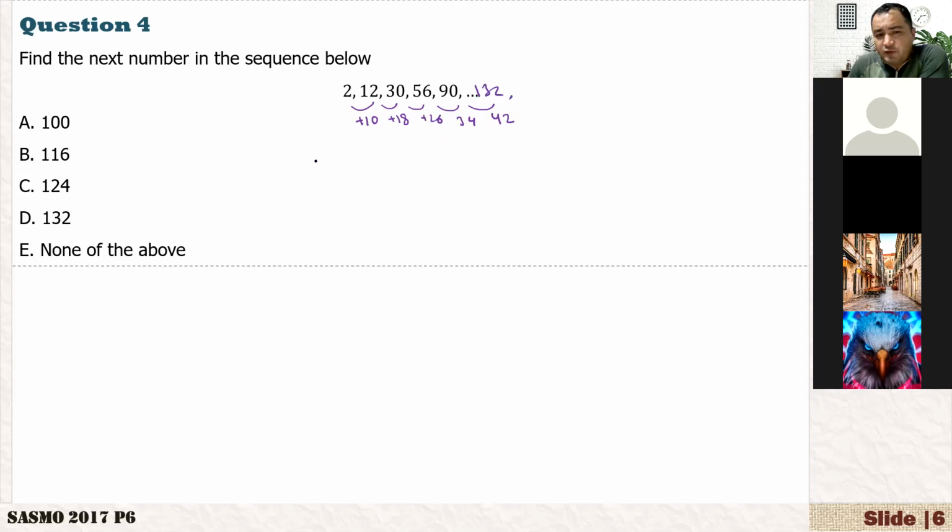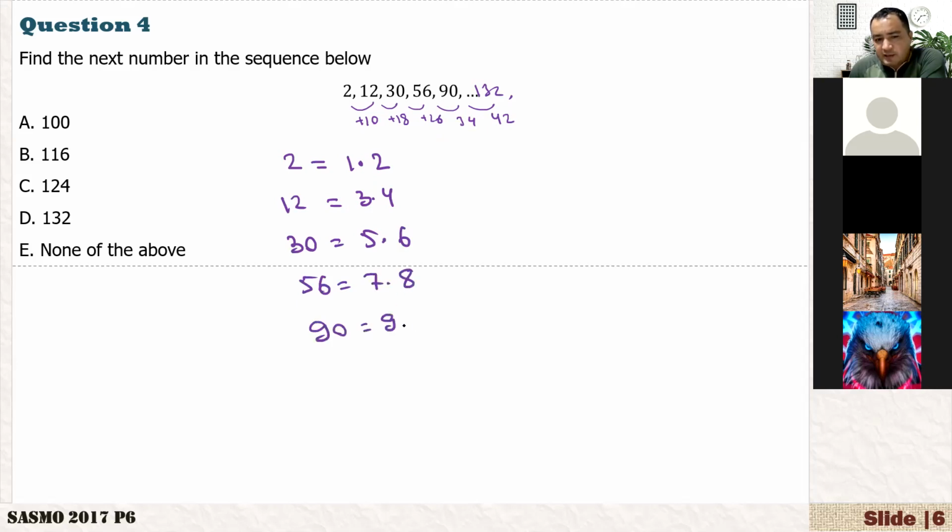Another way is, if you look at these numbers, Sadiq, what is 2? 2 is 1 times 2. And what is 12? 12 is 3 times 4. And how about 30? 30 is 5 times 6. And 56, it is 7 times 8. And 90, it is 9 times 10. And what is the next number then? The next number should be 11 times 12, right? So that is 132.